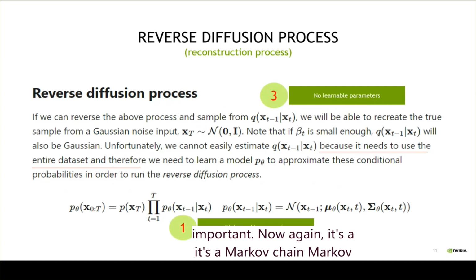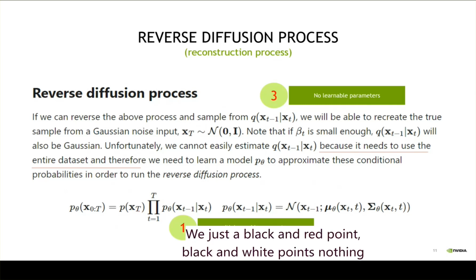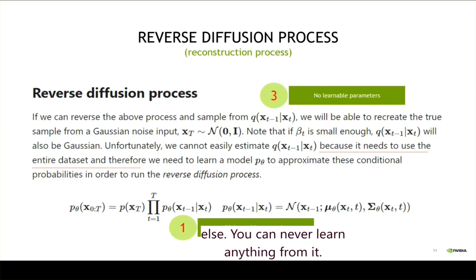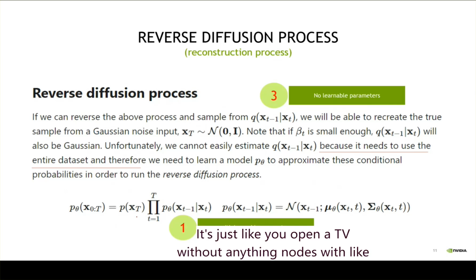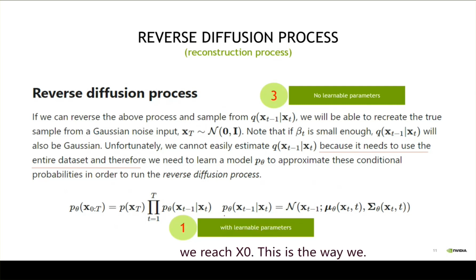Again, it's a Markov chain. We start from the noise. XT is the noise, randomly generated noise. It could be an image with just black and white points, nothing else. You can never learn anything from it. It's just like you open a TV without any signal, like a universal radio or something. Starting from XT, we want to recover from XT to XT minus 1, until we reach X0. This is the way we reconstruct the building.